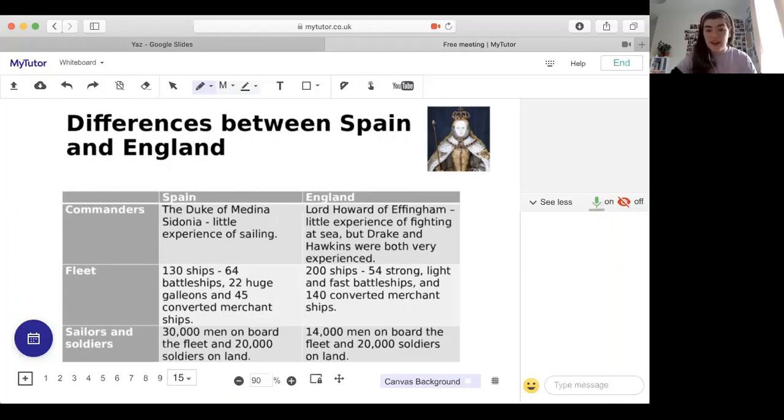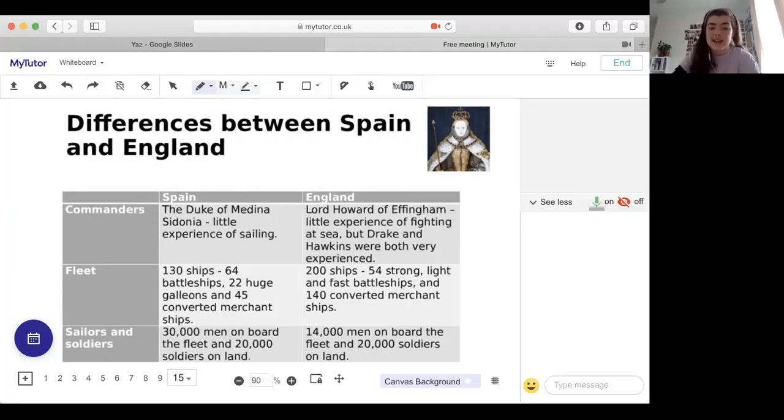The English, on the other hand, had 200 ships. They had 54 strong, light and fast battleships and 140 converted merchant ships. So they're in a much stronger position navy-wise, they've got a much bigger fleet, and part of that comes to the fact that Drake prevented the construction of the Armada on his attack on Cadiz.